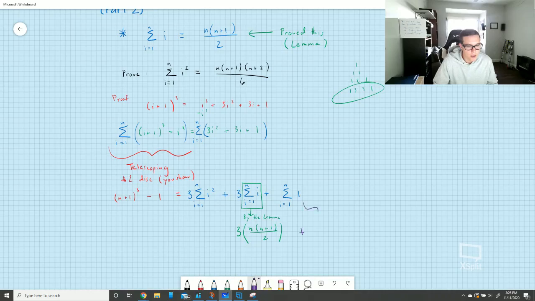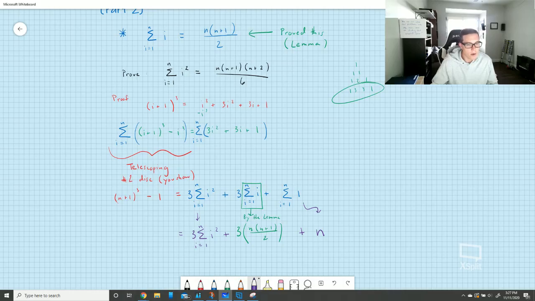Plus, we did this one last time, and I explained this part last time. If I sum from 1 to n, I have a bunch of 1s I'm adding up n times. So that's n. This is the result I'm actually looking for. So I'm going to leave that right where it is.